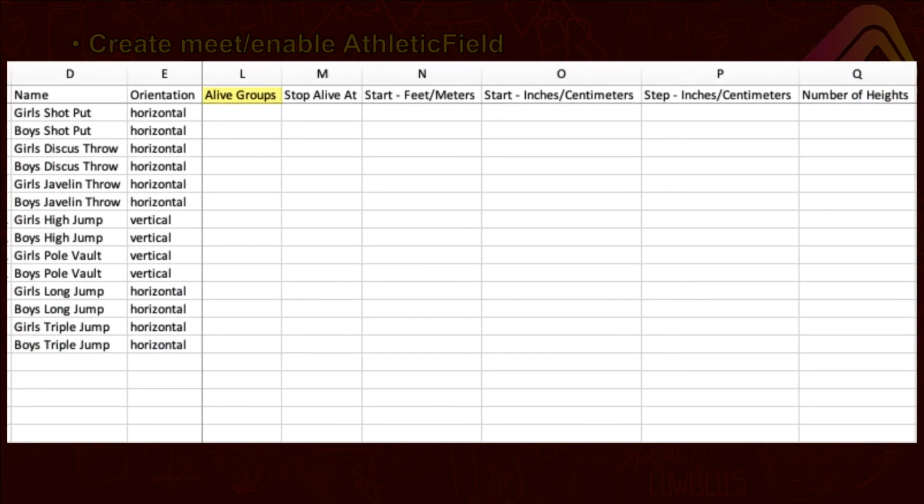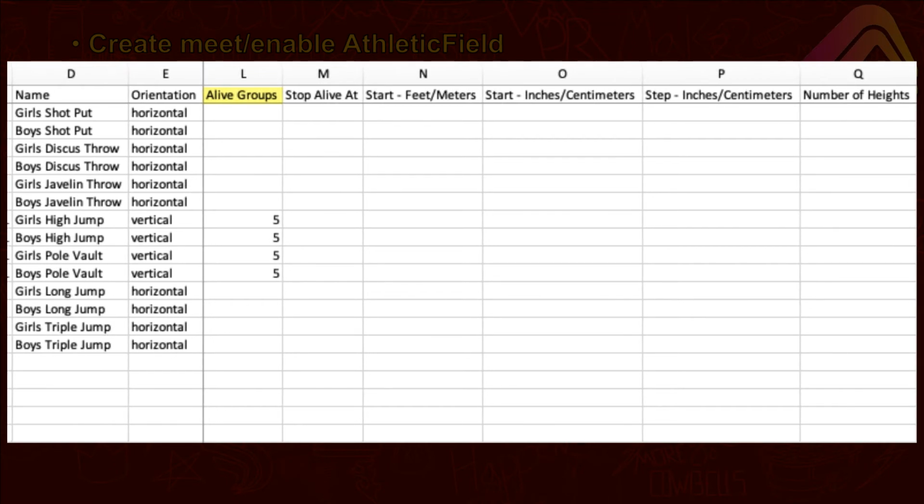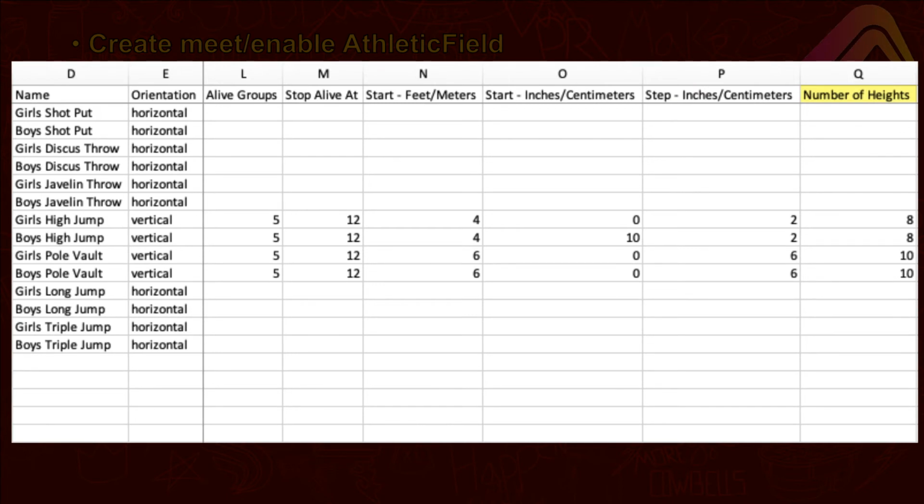Alive groups. If you're going to use alive groups, enter the group size here. Leave blank if you aren't doing alive groups. Stop alive at. Enter the number of competitors that should be remaining when alive groups should be discontinued. Start. Enter the feet and inches, or meters and centimeters, of the starting height. Step. Enter the number of inches or centimeters the bar will be raised each time. Number of heights. Enter the number of heights the bar will be positioned at.